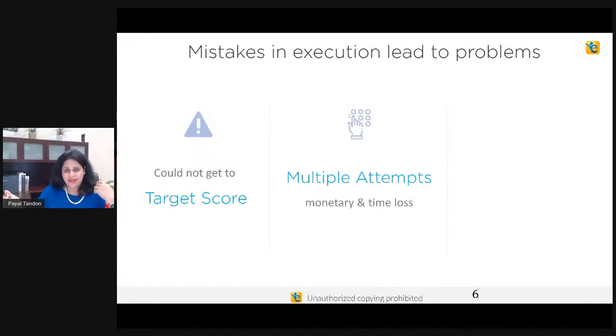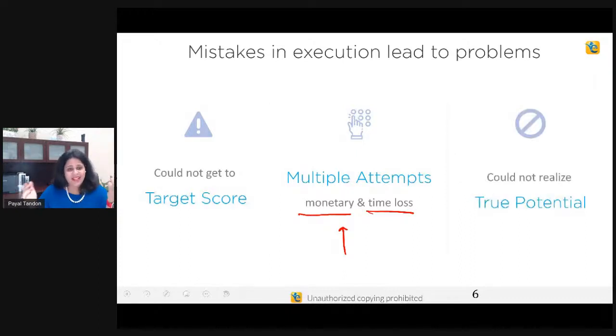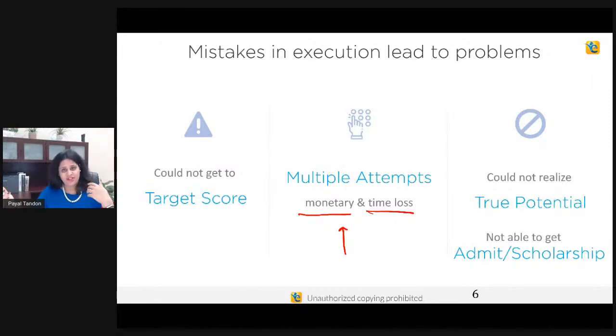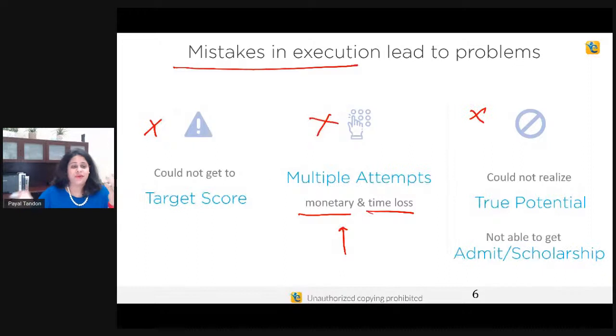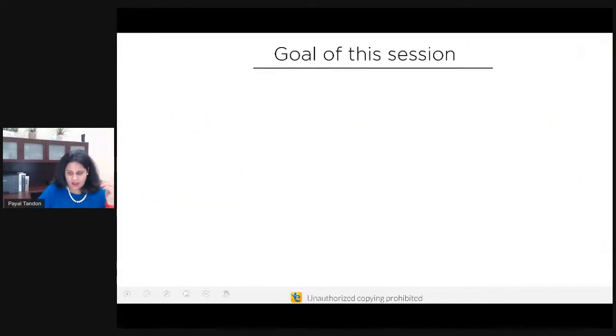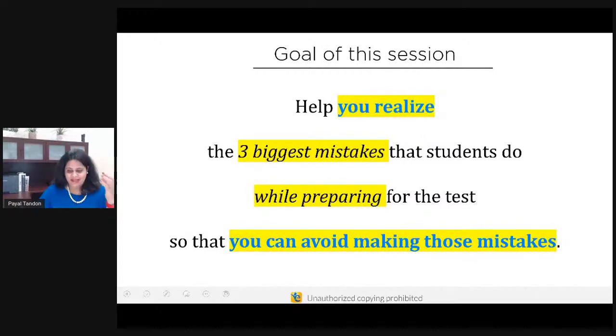Secondly, people end up taking multiple attempts because they don't prepare the right way the first time itself. And that leads to time loss and monetary loss. $250 for every GMAT attempt. That's a lot of money, right? So we want to make sure that you don't end up falling into this pitfall. Lastly, you may not be able to realize your true potential, and that can cost you your admit to your target B school or that scholarship that would have helped you from your financial standpoint. So mistakes in execution lead to these problems, and that is what we are here to prevent, so that you don't end up facing these problems in your GMAT journey, in your MBA journey. As I said, the goal of this session is to help you realize the 3 biggest mistakes that students make while preparing for the test.